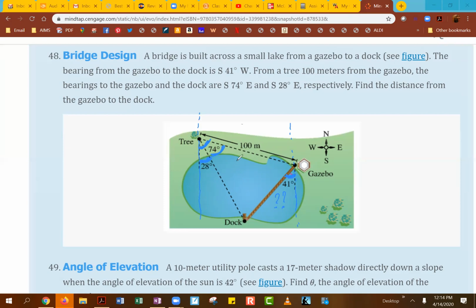Yeah, inside the triangle. I guess we can call this point D for dock, for gazebo we'll call it G, and for tree, we'll call it T. So we're inside the triangle trying to find what that angle T is going to be. Okay, so just 28 plus 74, which is 102 degrees. No, I'm asking you to find this. Oh, it's just 74. This is 100 meters. They're asking us to find this distance.